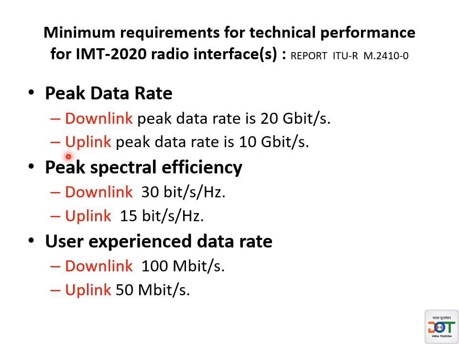Similarly, the peak spectral efficiency, that means for every hertz of frequency how much bit rate we can achieve. This is defined as 30 bits per second per hertz of bandwidth in downlink and 15 bits per second per hertz in uplink. And again, this is the minimum requirement, and one is free to achieve more than this.